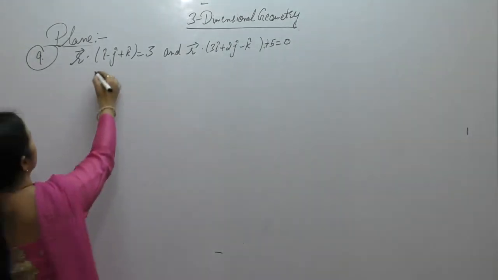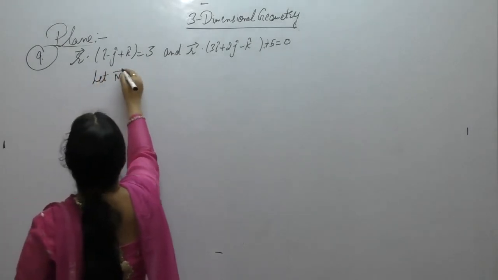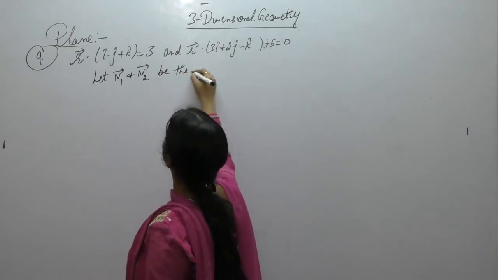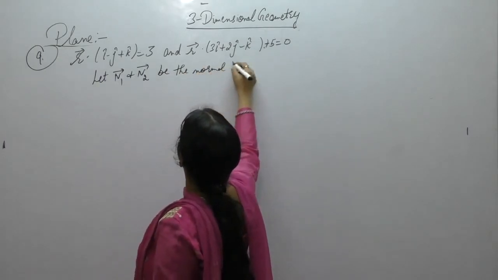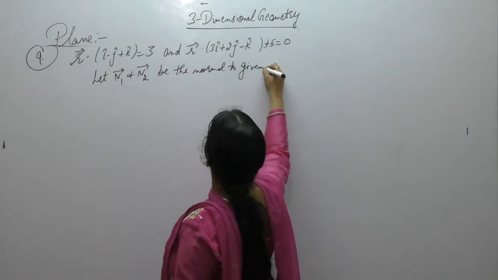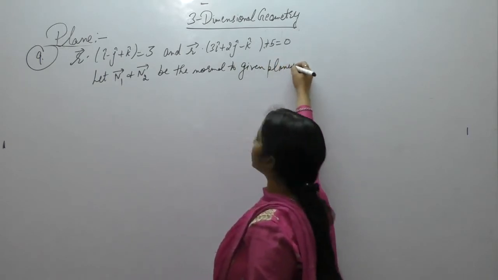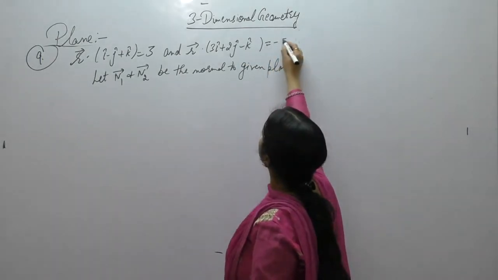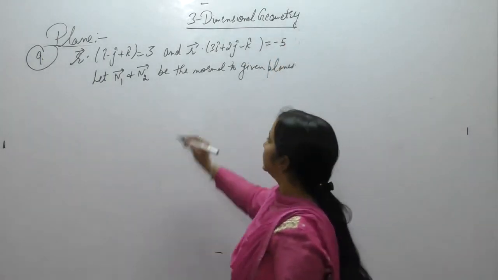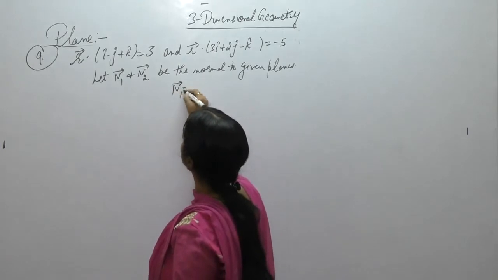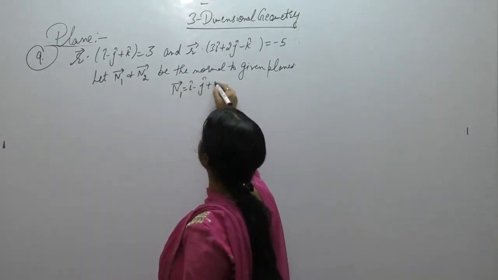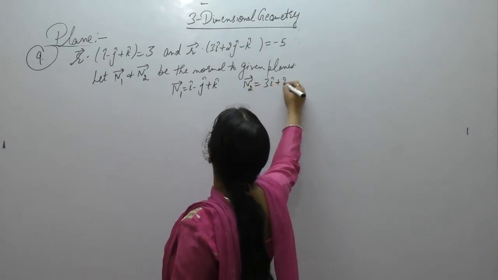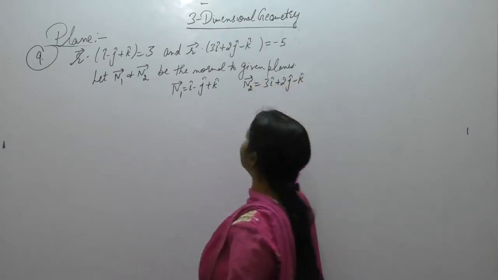Let n1 vector and n2 vector be the normals to the given planes. We can write the second equation as r vector dot 3i plus 2j minus k is equal to minus 5. Then n1 vector is i minus j plus k. n2 vector is 3i plus 2j minus k.